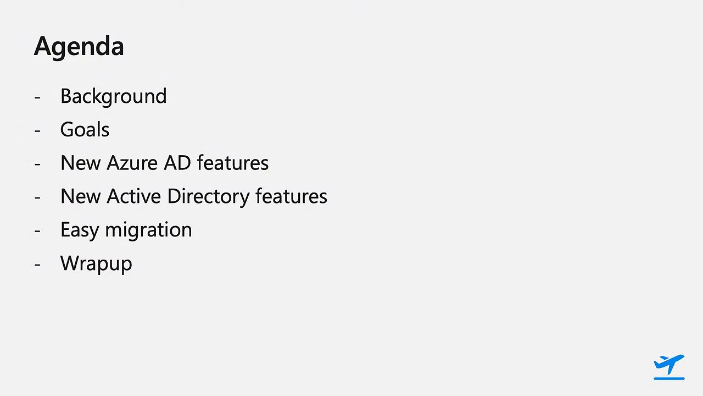So just a brief agenda before we get started. I'll be going over background, where we're coming from. I'll be talking about the goals we have for this new feature, some insights into the new Azure Active Directory features, insights into the new on-premise Active Directory features. We've got some easy migration features as well, and then we'll end with a quick wrap-up.